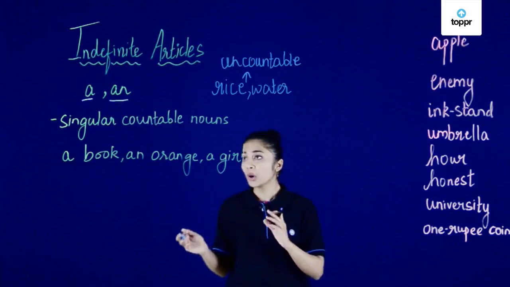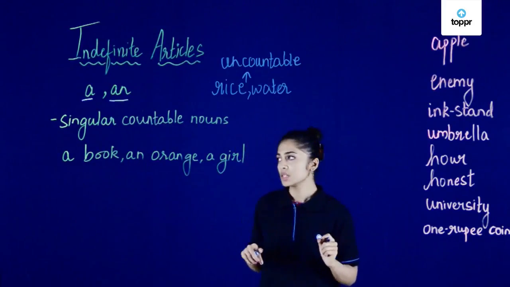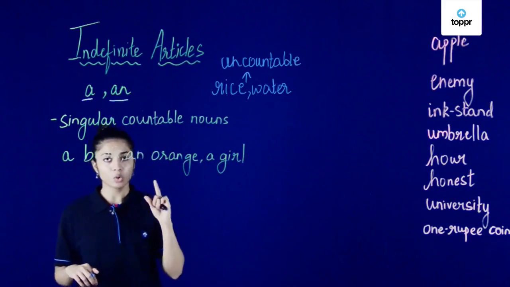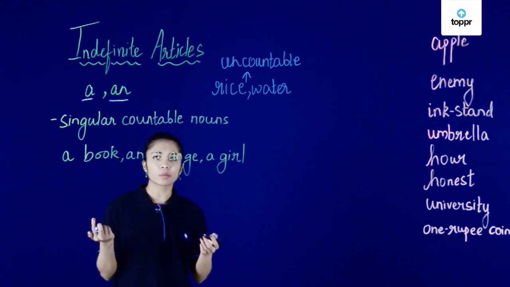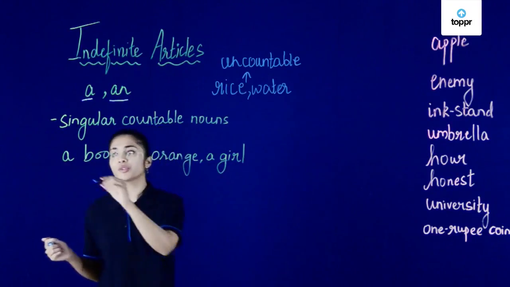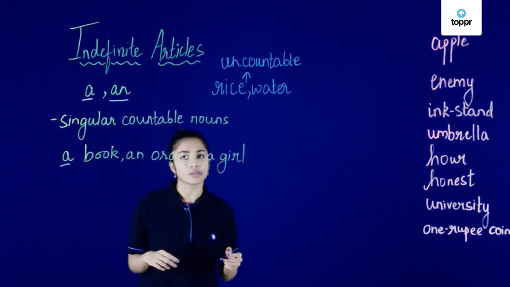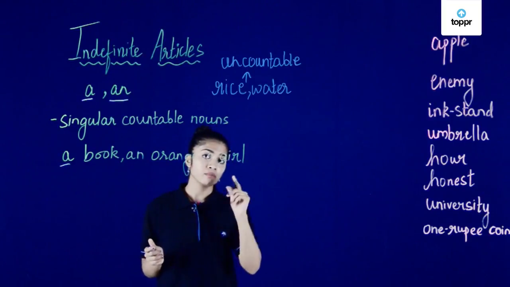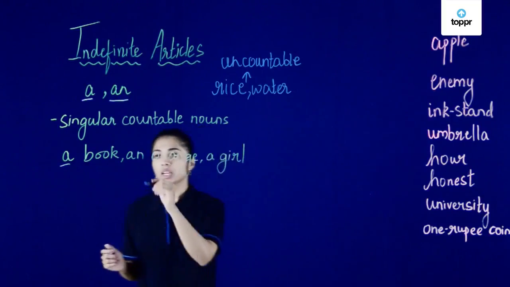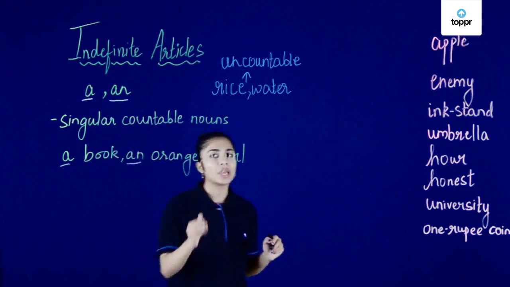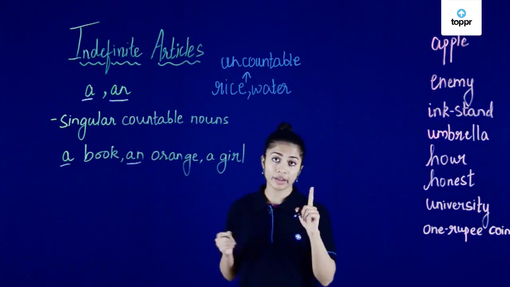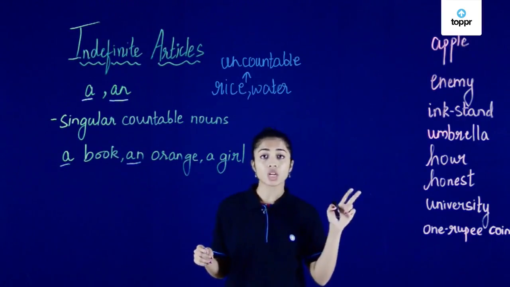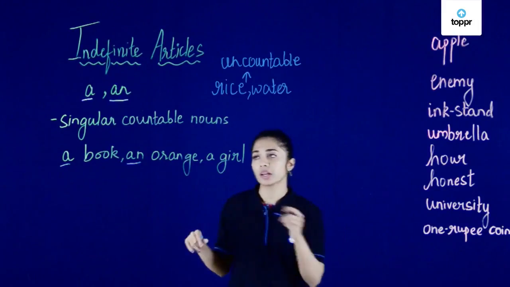The first one is a book, an orange, a girl. So book here is singular because we are only referring to one book, and it's a countable noun. One book, two books. Therefore, a book. Then we have an orange, okay? One orange, that is a singular noun, and one orange, two oranges. It's a countable noun. And then we have girl, a singular noun because we are just referring to one girl here. So girl, one girl and two girls, that is, girl is a countable noun.